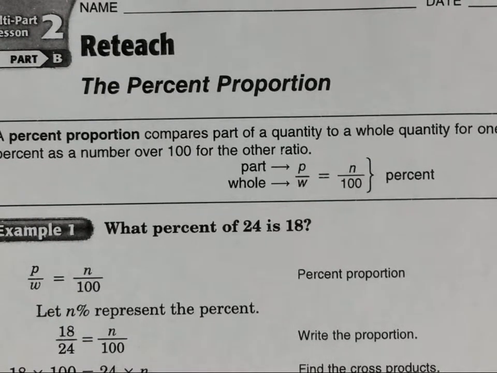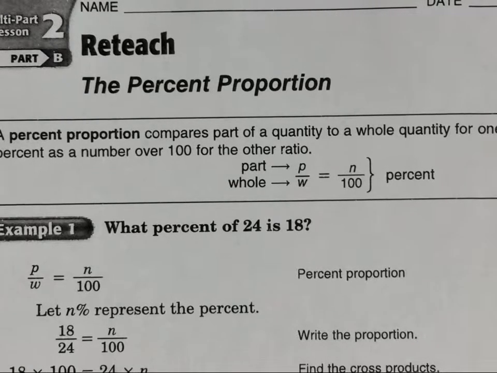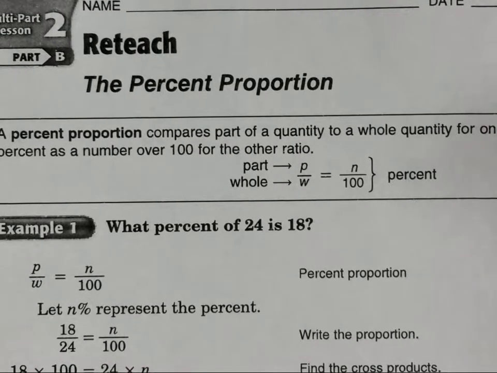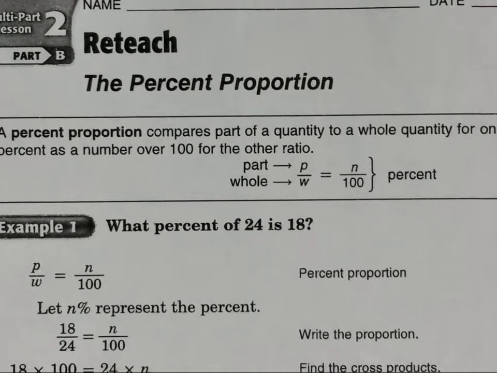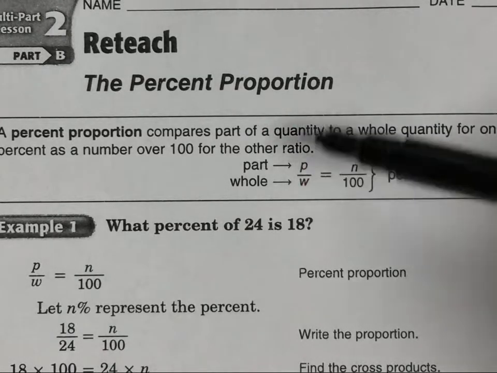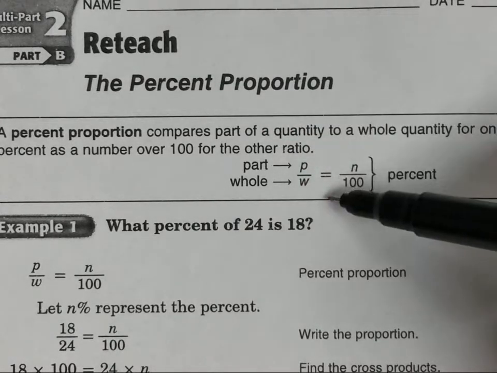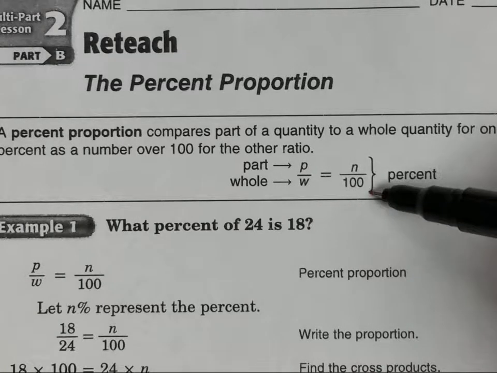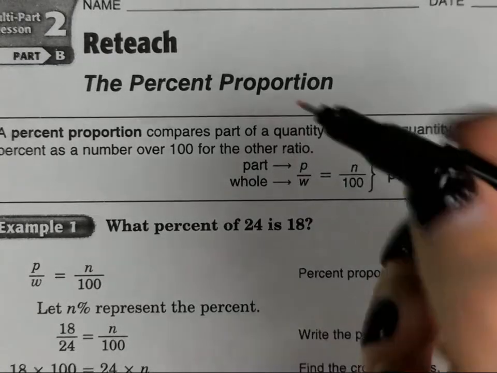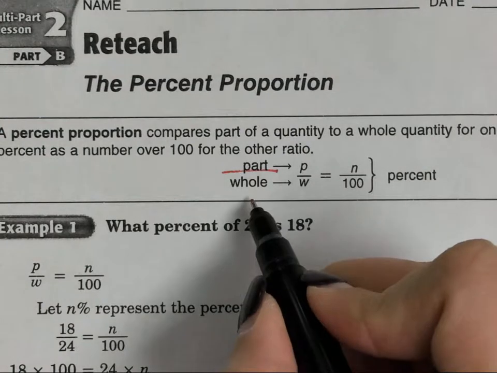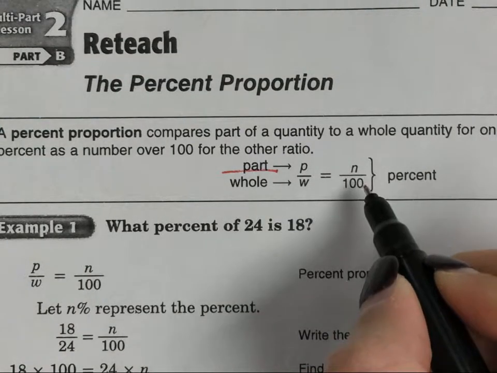Alright, so today we are learning about percent proportions. A percent proportion compares part of a quantity to a whole quantity for one ratio and lists the percent as a number over 100. So if you look right here, it tells me we've got P over W equals N over 100. So that P stands for part. So part over whole equals N over 100.